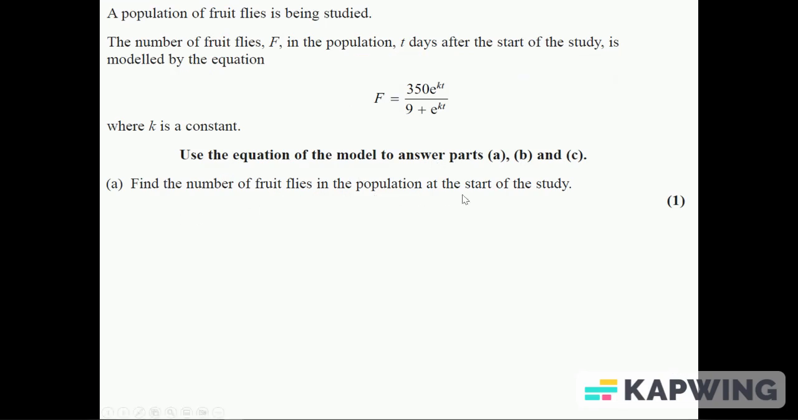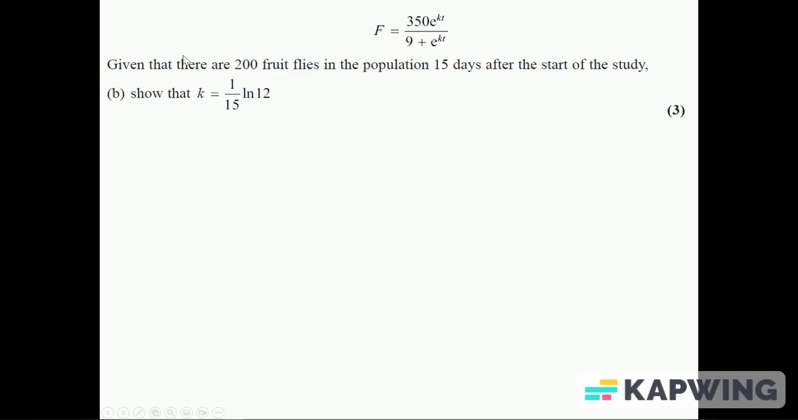For the number of fruit flies at the start of the study, we need to put in t equal to 0. And f then is 350 e to the 0 over 9 plus e to the 0. e to the 0 is 1, so we've got 350 over 10, which is 35. And then part B: 15 days after the start of the study. So when t is equal to 15, f is 200. So I'll write 350 e to the 15k, t is 15, over 9 plus e to the 15k, is 200.